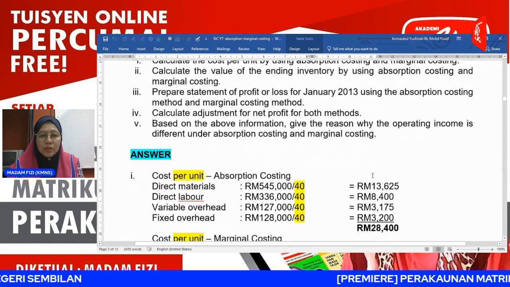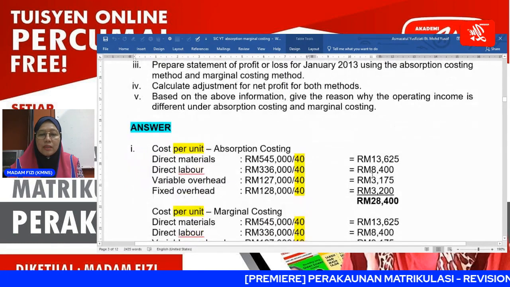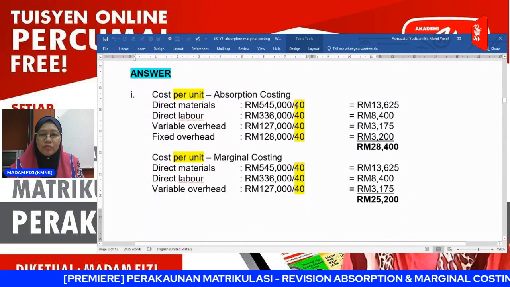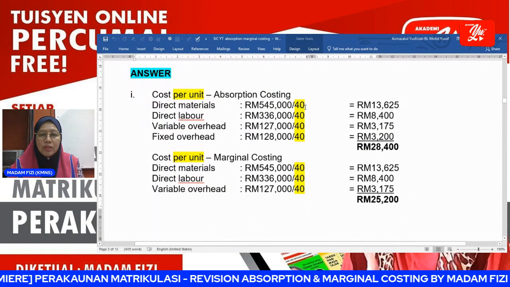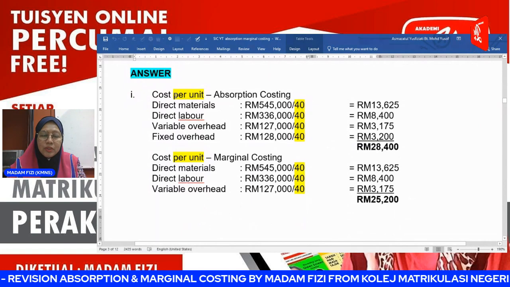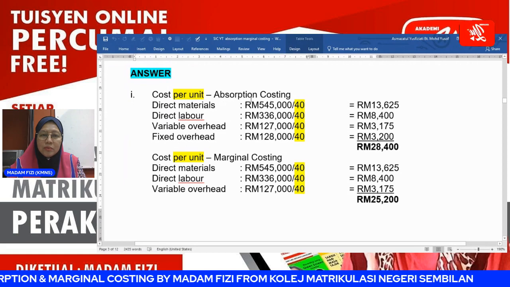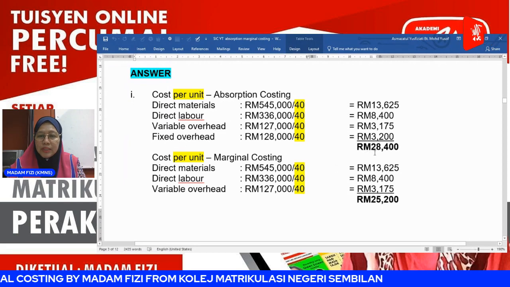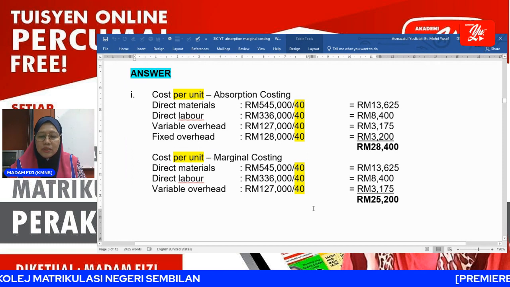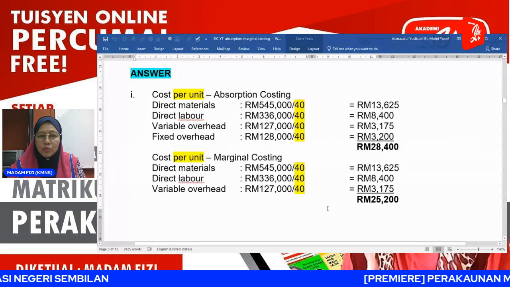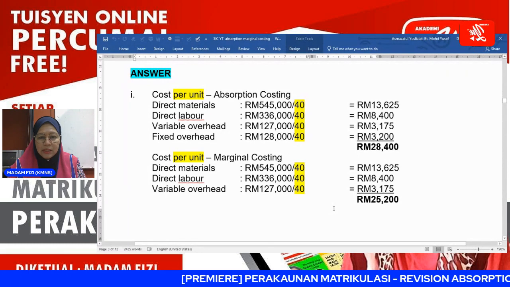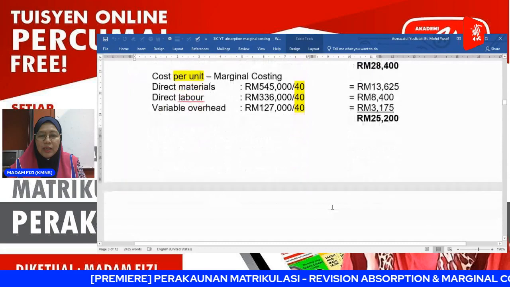Okay, the cost per unit for absorption costing. Don't forget to divide by 40, the 40 units of production. The cost per unit for absorption costing equals 28,400, and the cost per unit for marginal costing is 25,200. That is the answer for Roman 1. Now we look at the suggested answer for Roman 2.